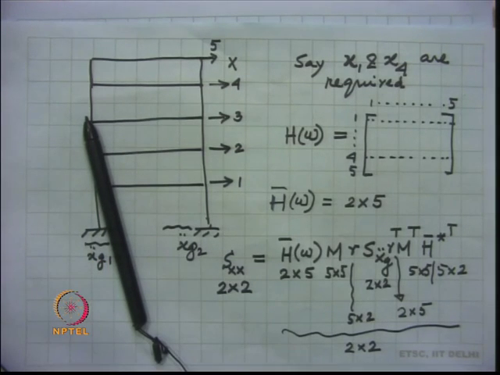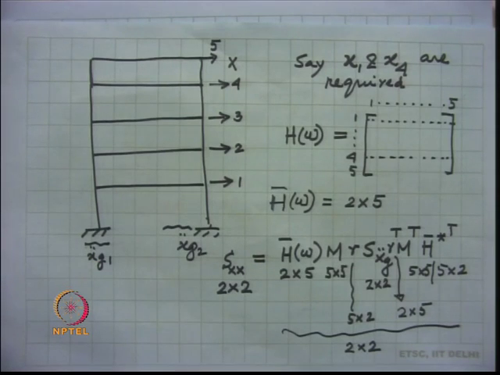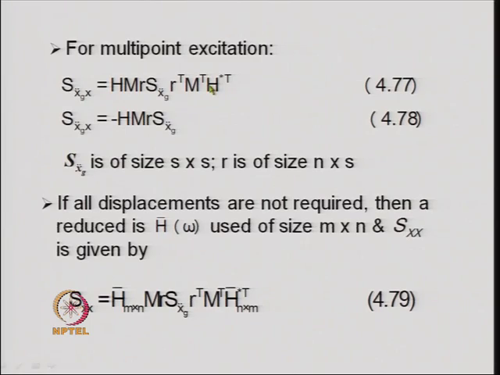So, in many problems, we may not be interested in all the displacements or all the response quantities, and for that we take a reduced frequency response function matrix and use the same equation that we have stated over here, equation 4.77.